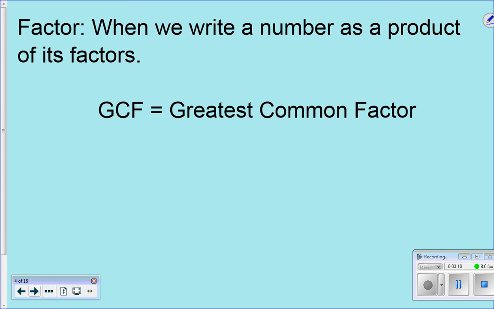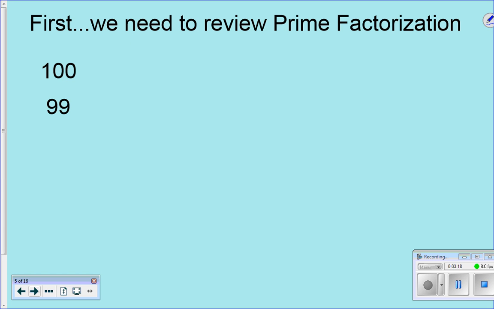You don't have to write this if you don't want to, because you should all know what GCF means. Greatest common factor. I feel like you were probably doing this in 4th grade or 5th grade. All right. So what we're going to do first is we're going to just practice finding prime factorization. We're just going to take a step back. We're going to practice doing a prime factorization, and we're going to do 100.